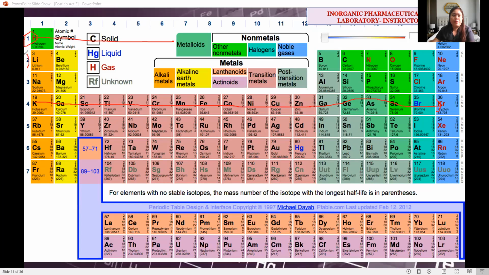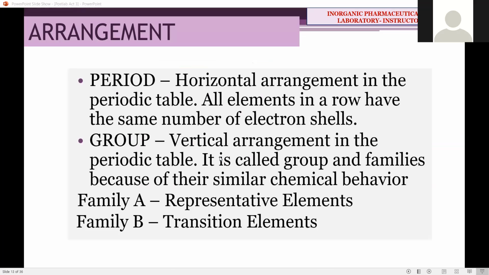And then we have period number 2, also horizontal. So going this way, we have lithium, beryllium, boron, carbon, nitrogen, oxygen, and so on, up to period number 7. So if you are asked how many periods are there in the periodic table, the answer is 7. That's the horizontal grouping of the periodic table. Okay? And what's their similarity? Elements grouped together in one period actually have the same number of electron shells.